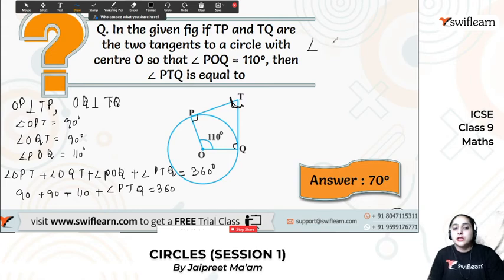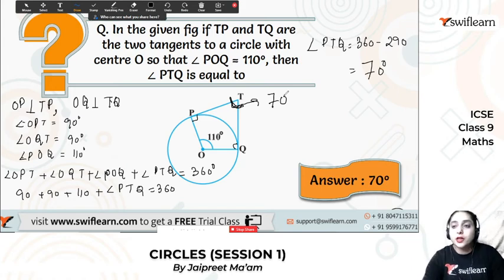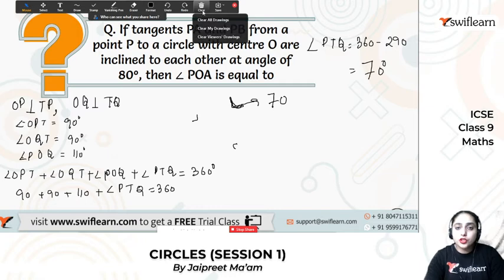So that means I'm writing here angle PTQ is equal to 360 minus 290 degree, that is equal to 70 degree. So this angle is equal to 70 degree. You can also check 90 plus 90, 180, 180 plus 110 is 290 plus 70 is equal to 360. That means our answer is correct. Let's do one more question.